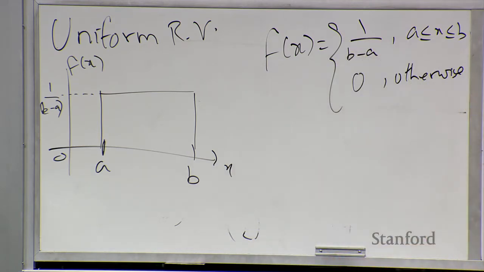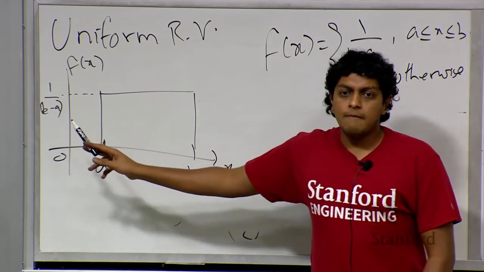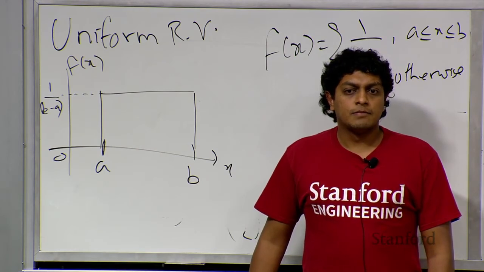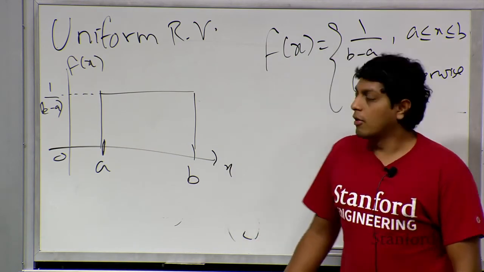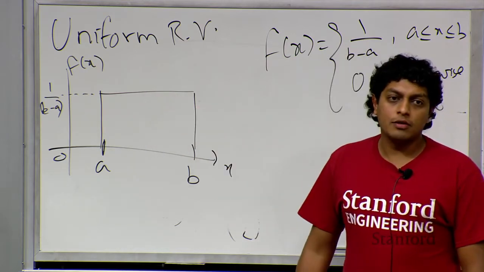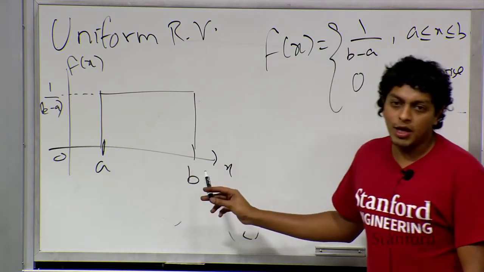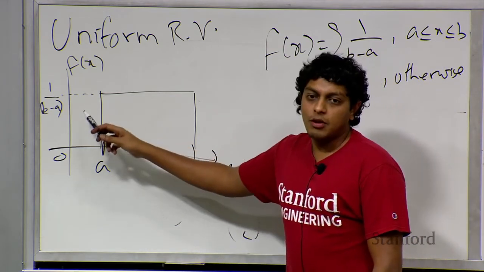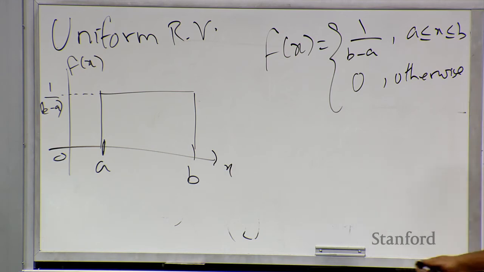Right. So can anyone tell me why we have this 1 over b minus a? Area has to be 1. Yeah. So we know that the integral of f of x dx should be 1 always. And we know that this exists only between a and b. This length is b minus a. So this has to be 1 over b minus a. All right. That is correct.